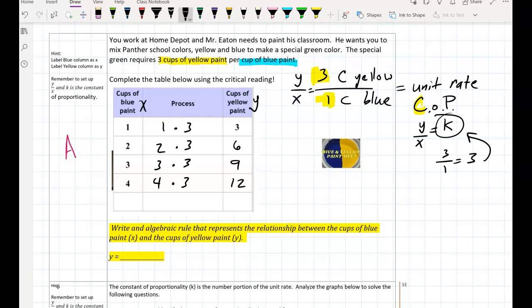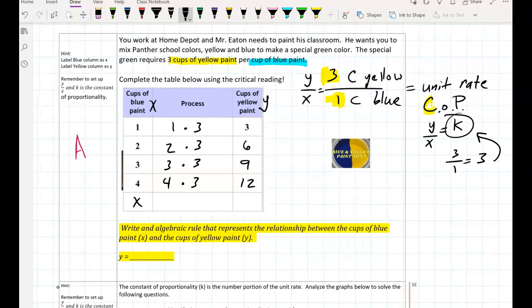times 3 is 12. Well, that's all great and wonderful, but do we really need to create a table for every possible combination? No, we don't need to. We can use a variable, and we're going to use the variable x to represent the cups of blue paint. And if you follow the pattern, 1, 2, 3, 4, x, then this would be x times 3. And what is x times 3? Anytime you multiply a variable times a number, you put the number, the coefficient, in front, and then the variable second. So x times 3 is 3x.